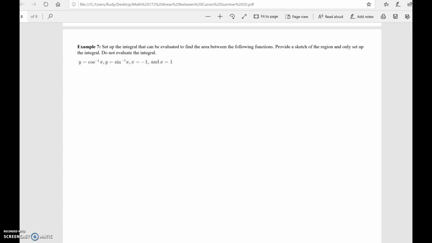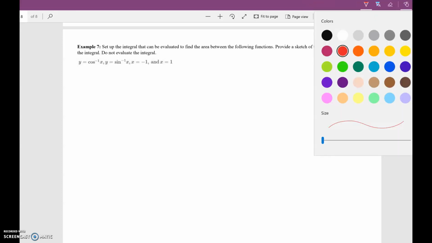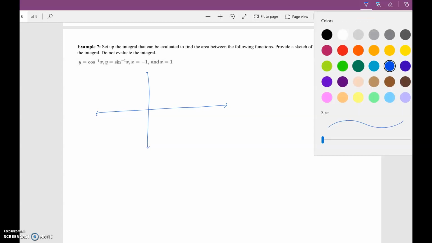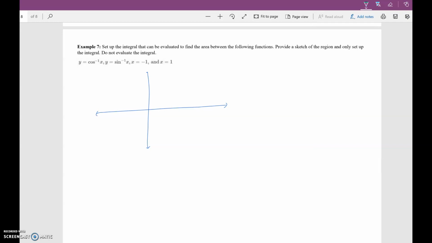Hi class, let's take a look at example 7, and it's another one of those problems where they just want us to basically set it up. And let me do the sketch here. Okay, so not to scale, but our actual function is going to be bounded between technically -1, I'm just going to say that's -1, and that's the values of 1.